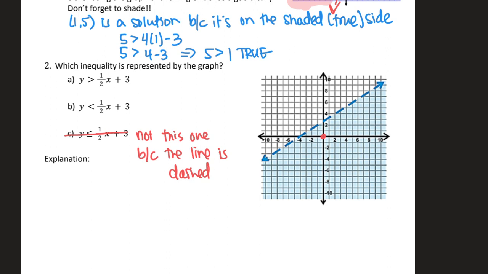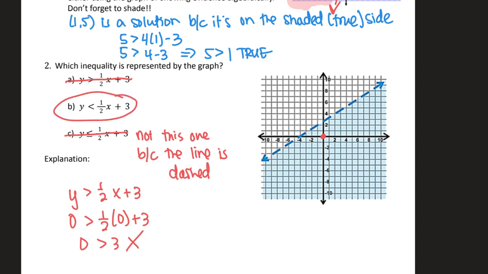We know that if we pick 0, 0, our statement should be true. So I'm going to take A, y is greater than 1/2 x plus 3. If this is the correct equation, when I plug in 0, 0, we should get a true statement. So 0 is greater than 1/2 times 0 plus 3. So that would be 0 is greater than 3. Well, that's false. So I know it can't be this one. That means it would have to be this one. Let's just check with this one. 0 is less than 1/2 times 0 plus 3. So that's 0 is less than 3. That's true, which means that we would shade the bottom side.